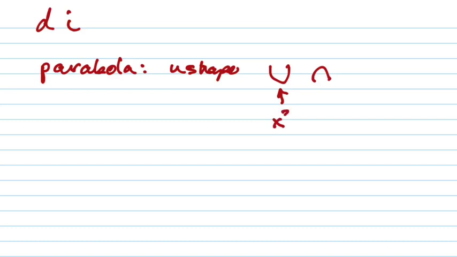Okay, so remember that we have a parabola, that U shape, and it either opens up or it can open down, right? If it opens up, what do you know about your x squared term? It's positive. If it opens down, what do you know about your x squared term? Negative. It's negative, right? So you know some pieces of information just from knowing it's a parabola.